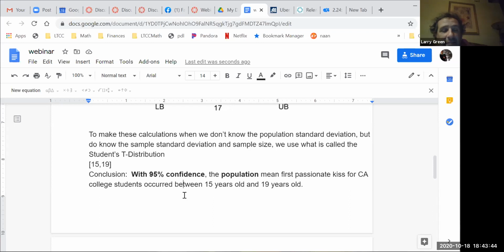We're not saying we're 95% confident that the sample mean is between 15 and 19. How confident are we that the sample mean is between 15 and 19 years old? Not 95. We're 100% confident. The sample mean is 17, period. We got it. We're not estimating. We know exactly what the sample mean is. The population mean, we don't know.